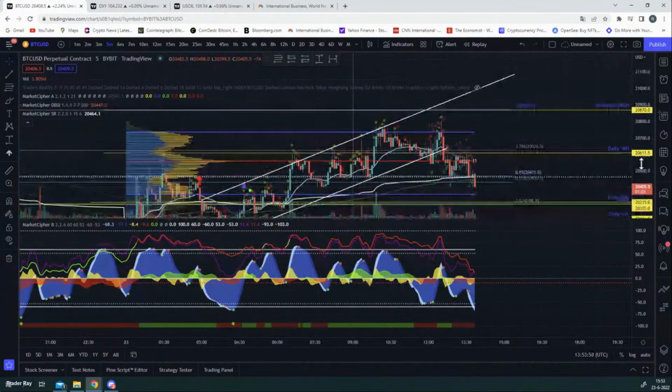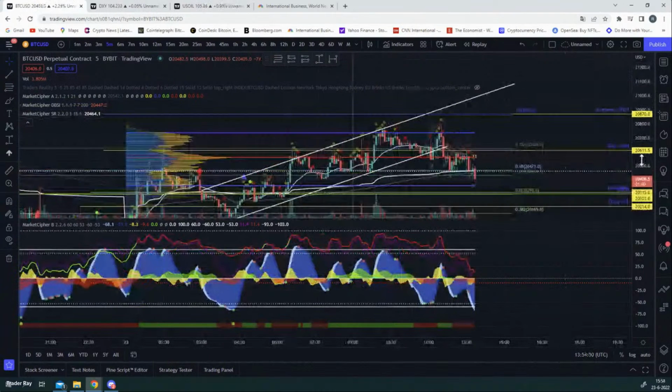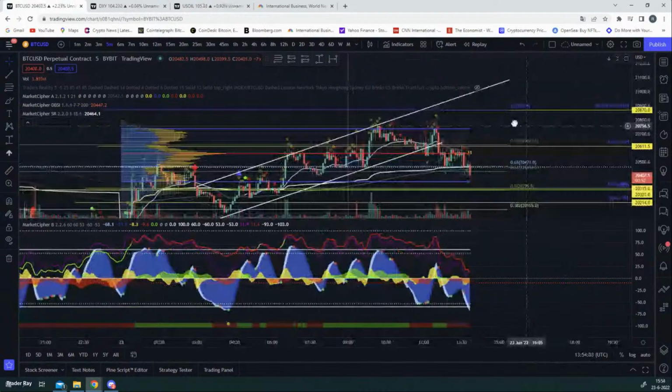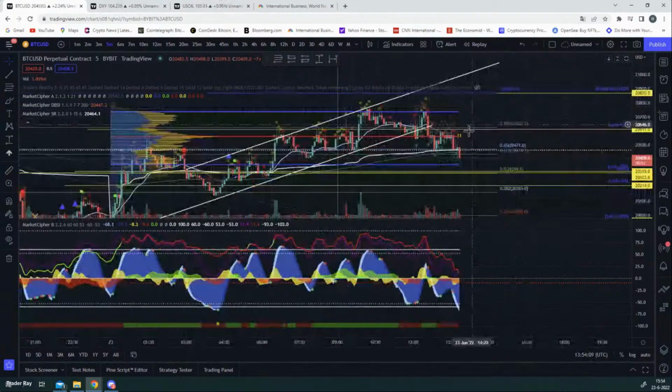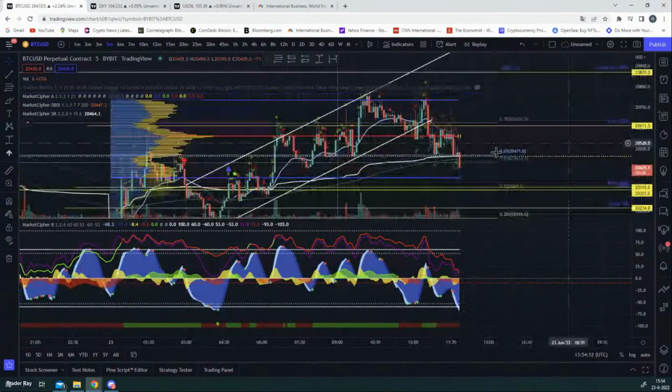21,300. If I'm not mistaken, we do have a big golden pocket there. So that would make sense from a macro. Looks like we now really officially broke the VWAP.